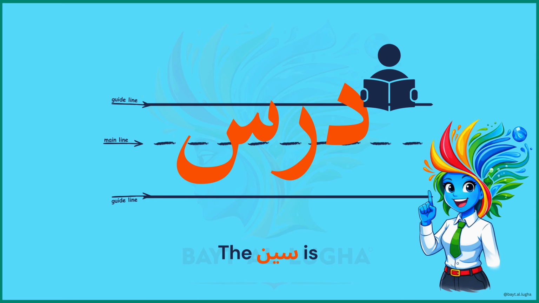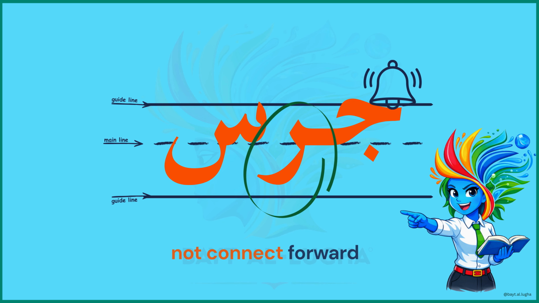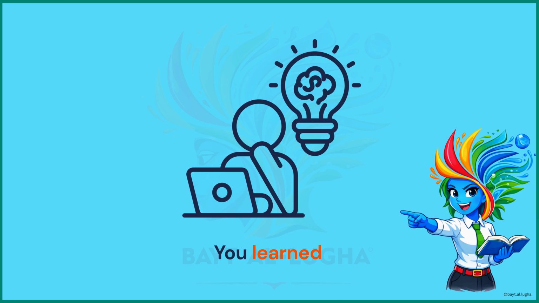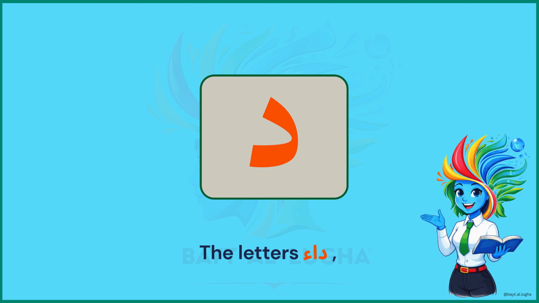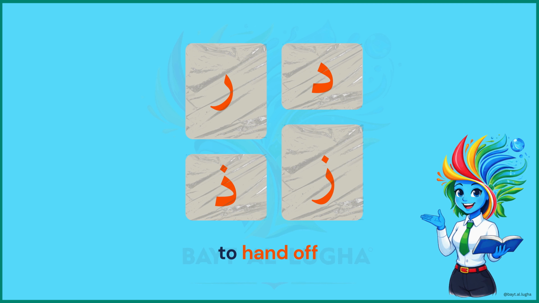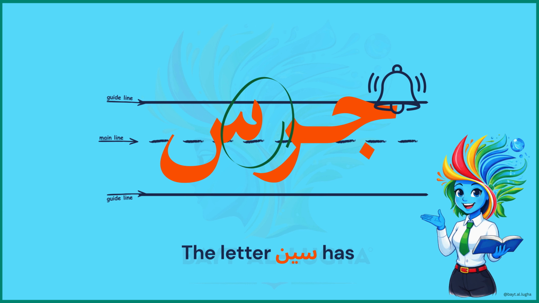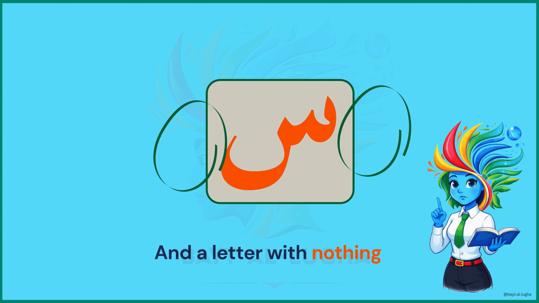The scene is the last letter in both words, dars and jaras, because ra does not connect forward. You learned that in group 3. The letters da, the, ra, za are the letters that refuse to hand off. So the letter ra closes itself. The letter sin has nothing joined into its right side. And a letter with nothing on either side is always isolated by definition.